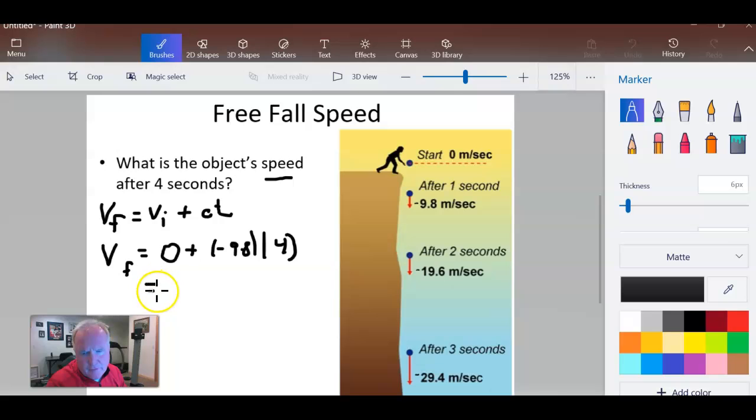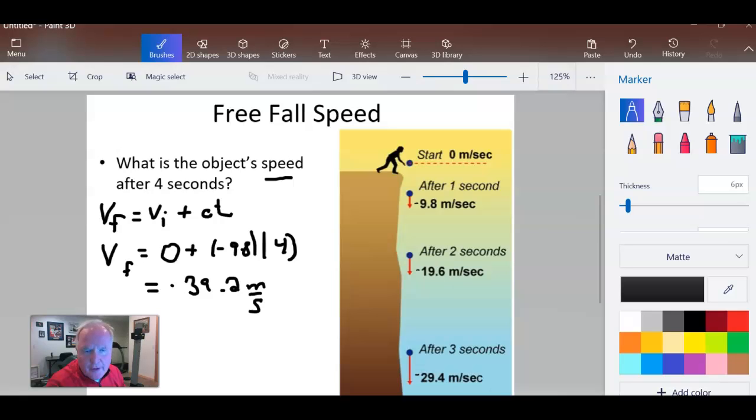Okay, and so if we're always willing to write down the equation and do the math, we just have to do what's negative 9.8 times 4. And hopefully I don't make a fool of myself, but I think in my head that's negative 39.2. And then a velocity is in meters per second.